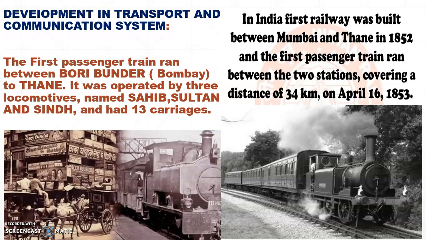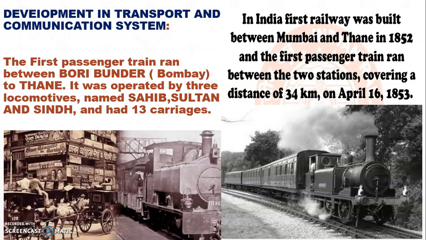For increase in trade and convenience of administration, the British developed modern facilities like transport and communication in India. In 1853, the first railway ran on the route of Mumbai to Thane. I have given some information. The first passenger train ran between Boribandar, that is Mumbai, Bombay, to Thane. It was operated by 3 locomotives. Locomotives, as you can see, are the steam engines, right? So 3 locomotives called Sahib, Sultan and Sindh, and it had 13 carriages, 13 compartments or dabbas you can call them, the bogies.